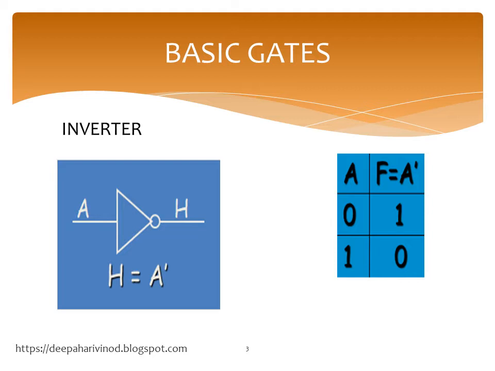First we will discuss what an inverter is. Whatever the input is, at the output we will get the inverted form. Here we can see the symbol for the inverter. If A is the input applied and the output is notated as H, then H equals A complement. If A is 0, the output, that is A complement, will be 1. If 1 is applied as input, the output will be 0. This is about the inverter. Inverted output will be obtained.